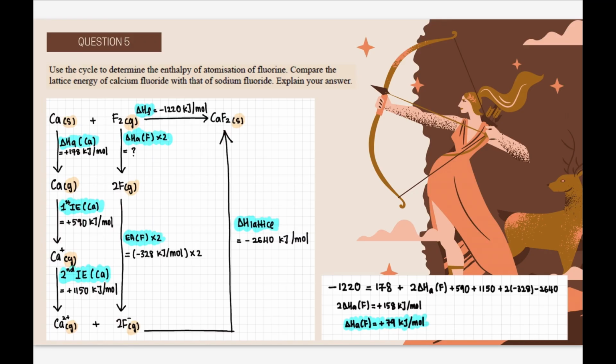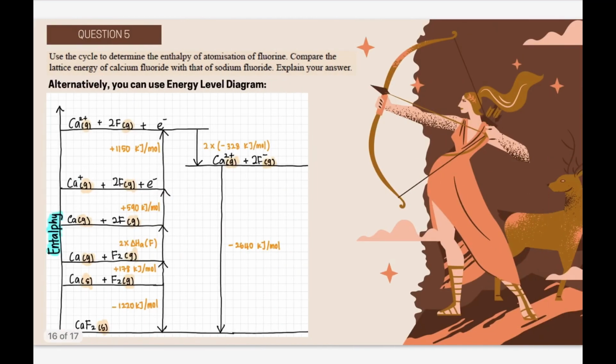Another way to do this adalah menggunakan energy level diagram alternatively. But I would not suggest you to do this sebab kalau ini kamu kena buat betul-betul dan kena make sure panjang dia ni proportionate, mengikut value dia sebenarnya. Kalau macam ni kan 1000, ni 590, so this one should be bigger than this one. So dia akan ada repetitif lah.